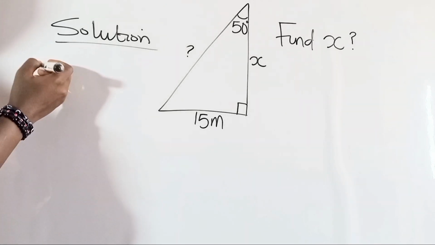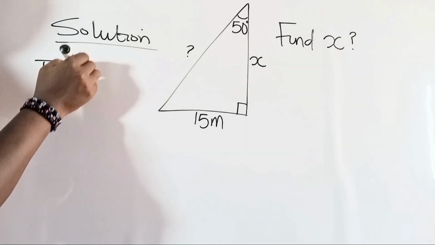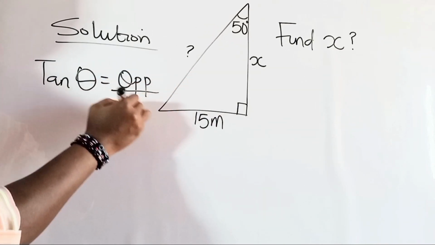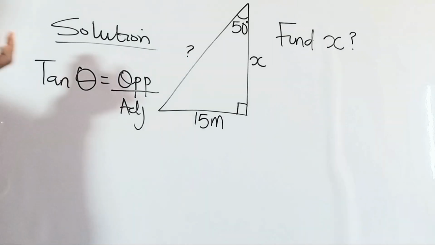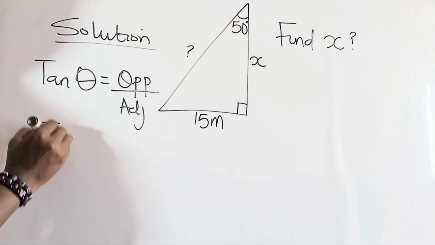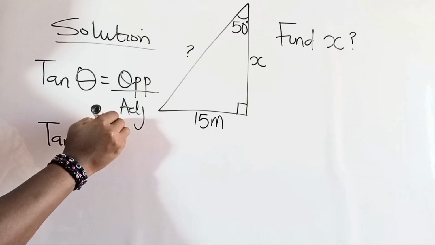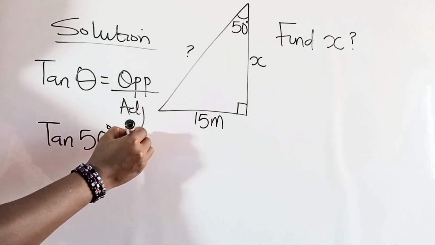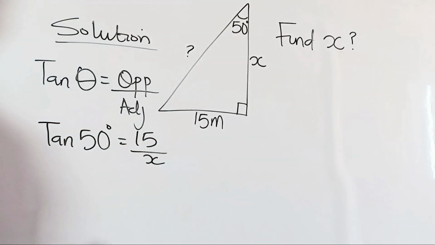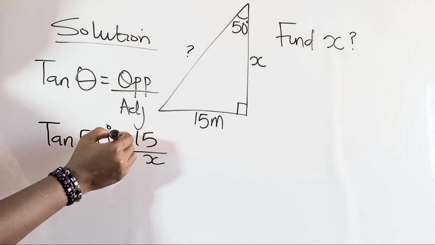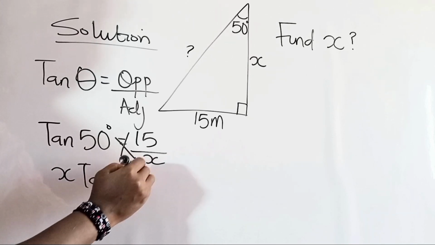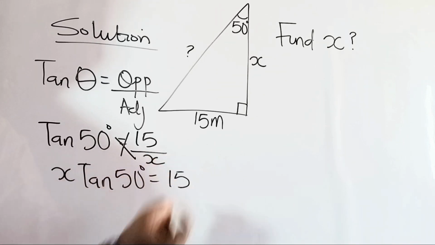The tan ratio is given by this formula: tan theta equals the opposite side of the right triangle over the adjacent. So now let's input our values. Where we have theta, we use 50. That becomes tan 50 degrees equals the opposite side, 15, over the adjacent, which is x. The next thing is to cross multiply. So it becomes x tan 50 degrees equals 15.